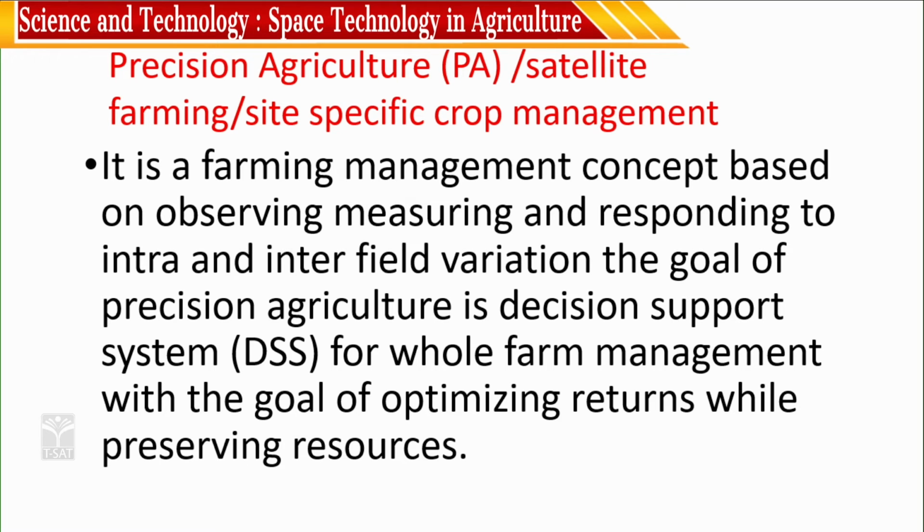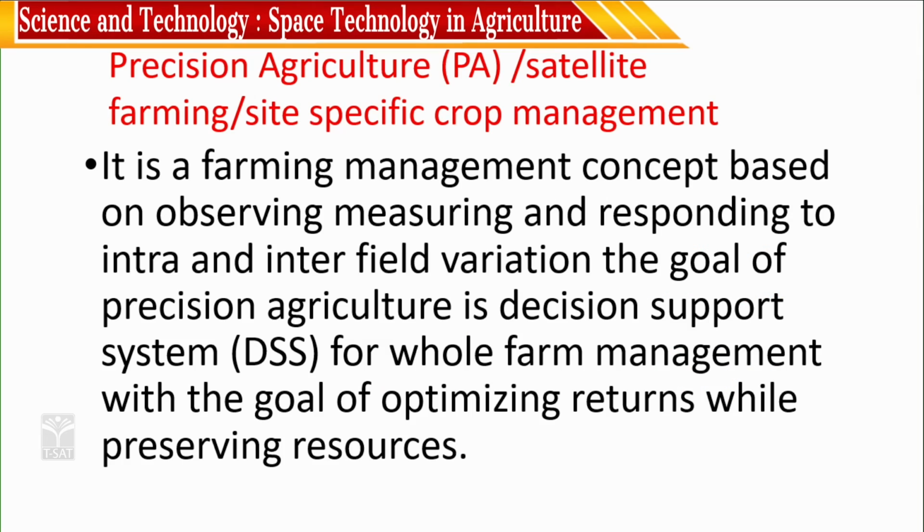So what do you mean by intra and interfield variations? Within the village itself, a region might have black cotton soil or black soil, or red soil or laterite soil, varying from region to region in the same village. Accordingly, the decision for black cotton soil and red soil is not the same. This is known as intra and interfield variation, and it can be identified with the help of satellite technology.